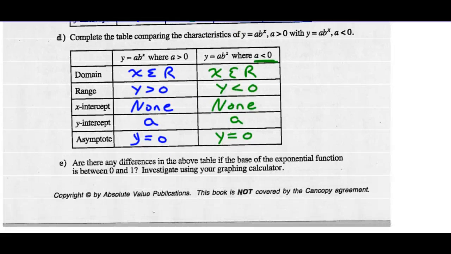So are there any differences in the above table if the base of the exponential function is between 0 and 1? You can investigate in your graphing calculator, check it out, then you come back here and find out the answer. So pause it, check it out. Once you've checked it out, you should find out that there are no changes to the table above if the base is between 0 and 1.